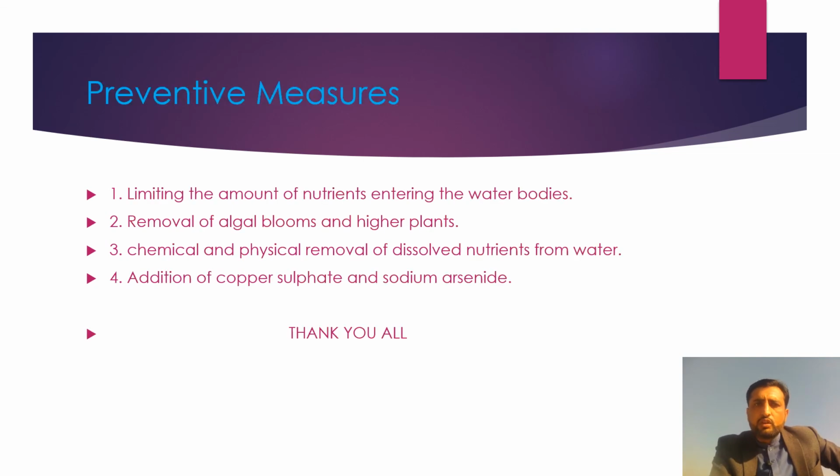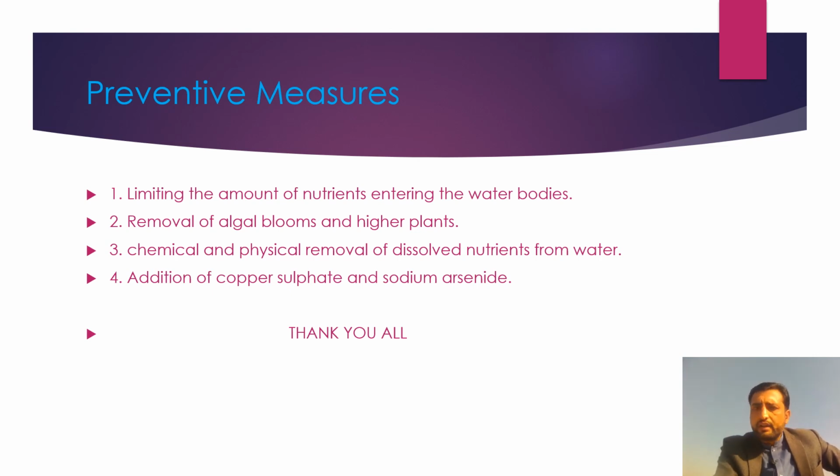Now let's move forward. Preventive measures are how to tackle this problem. There are some preventive measures. The first one is limiting the amount of nutrients entering the water bodies. We should check the amount of nutrients, or we should look into the process of application of various nutrients in the agricultural sector. Second is the removal of algal blooms and higher plants.